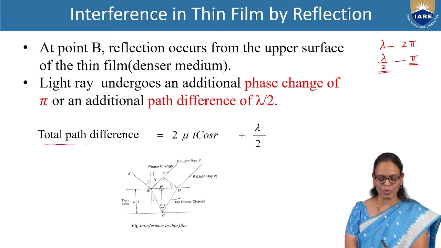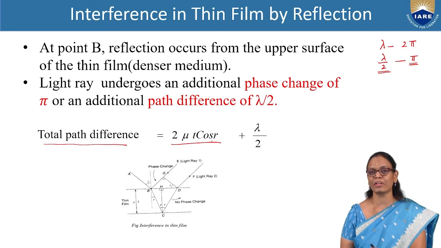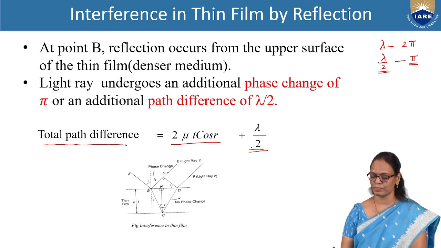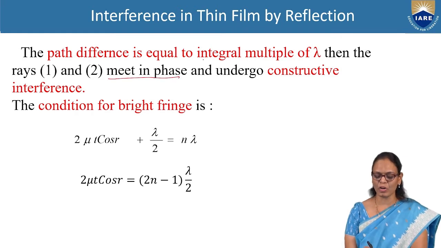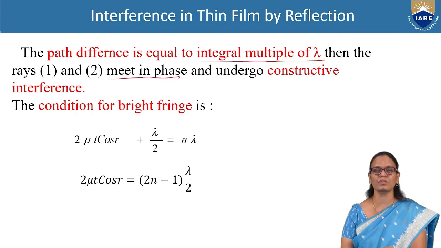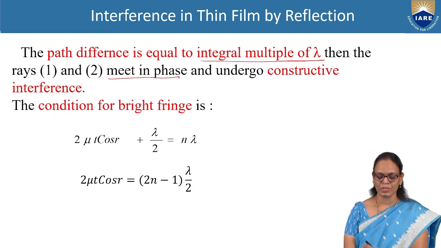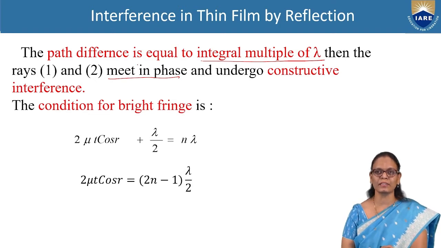Now what will be the total path difference? 2 mu t cos r we have calculated, and now an additional path difference of lambda by 2. So the total path difference will be 2 mu t cos r plus lambda by 2. Now if the path difference is equal to an integral multiple of lambda, then the rays 1 and 2 will meet in phase. We have already seen these conditions when we understood interference patterns.